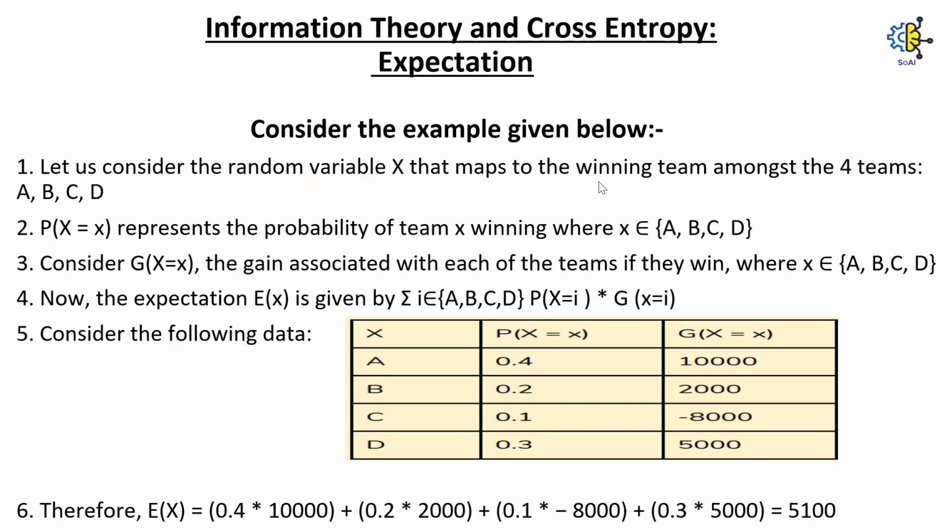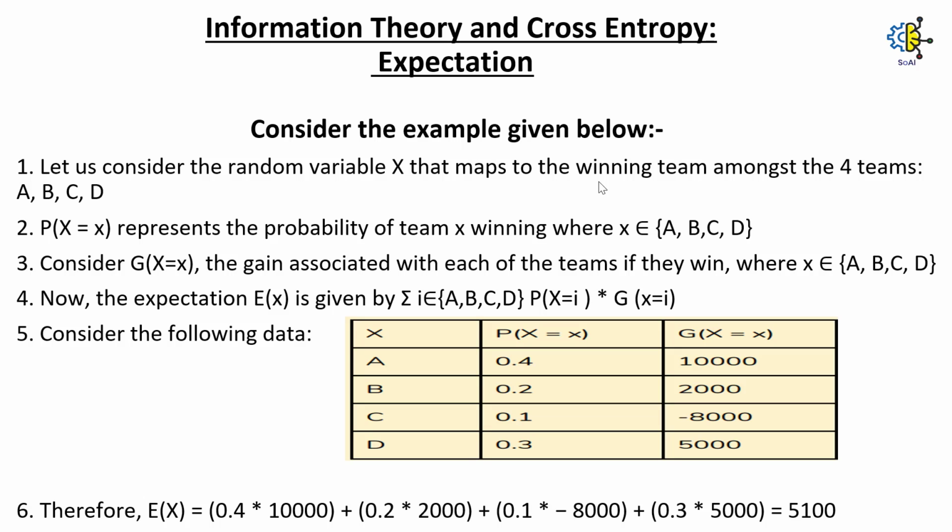Information theory and cross entropy: expectation. Consider the example given below. Let us consider the random variable X that maps to the winning team amongst the four teams A, B, C and D. Probability of X represents the probability of team X winning, where X belongs to A, B, C and D. Consider G of X, the gain associated with each of the teams if they win, where X belongs to A, B, C and D.